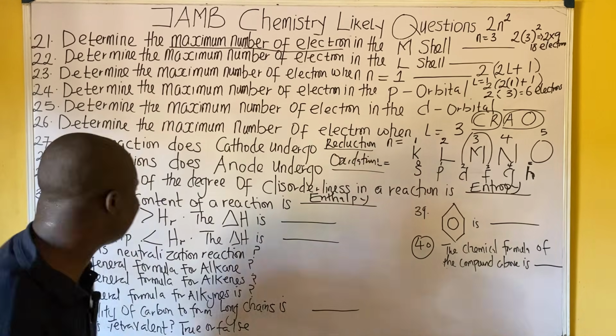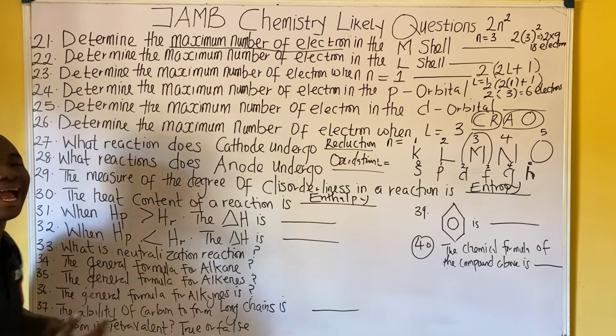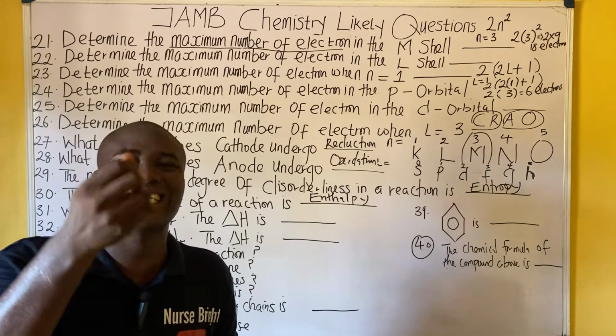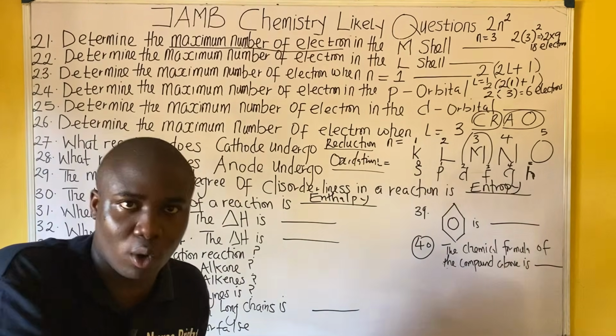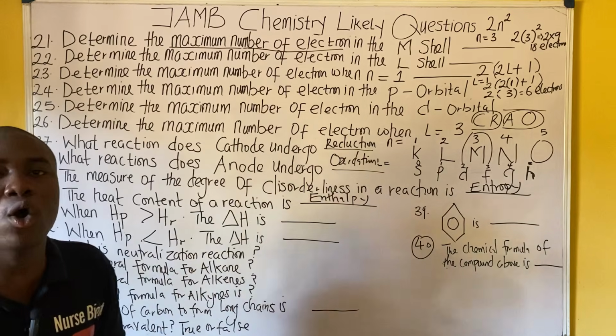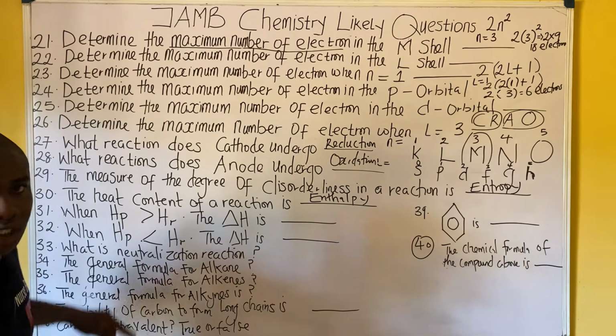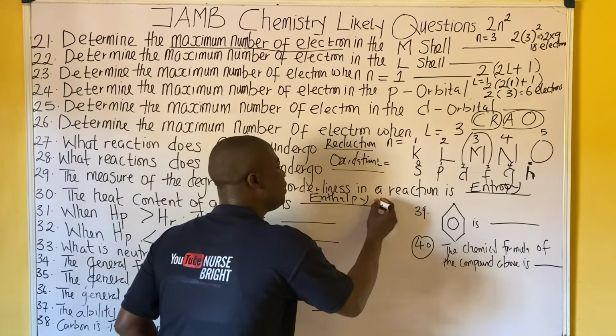Question number 31 says, when HP is higher than HR, HP is greater. So first of all, what's HP? Heat content of product. What's HR? Heat content of reactant. All right, what brought us to this is that the question is on enthalpy change.